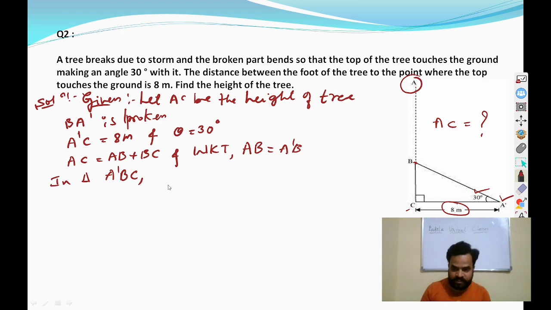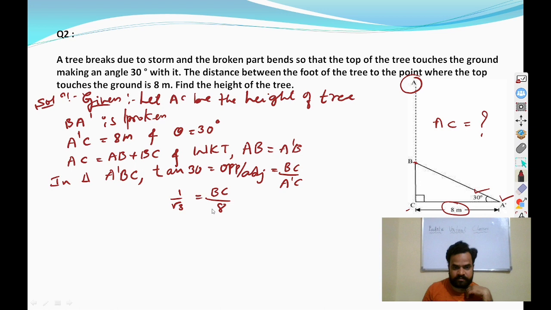Right. So opposite adjacent I know, opposite I want to find. Which trigonometric function we need to use? We need to use tan. So I'm going to use tan 30 is equals to, what is the ratio of tan? Opposite by adjacent, which is equals to BC by A dash C. Now what is the value of tan 30? Tan 30 is 1 by root 3 is equals to BC by A dash C is 8 meter. So this implies BC is equals to 8 by root 3 meter.